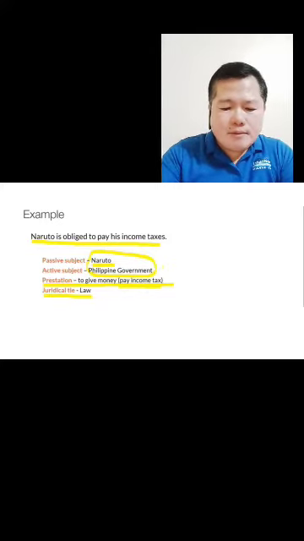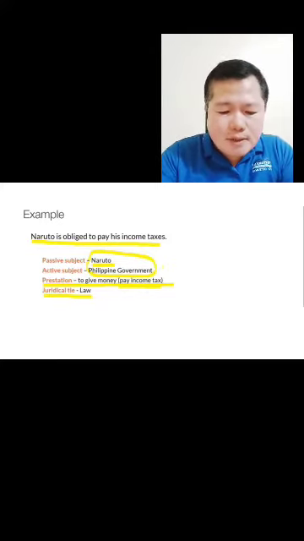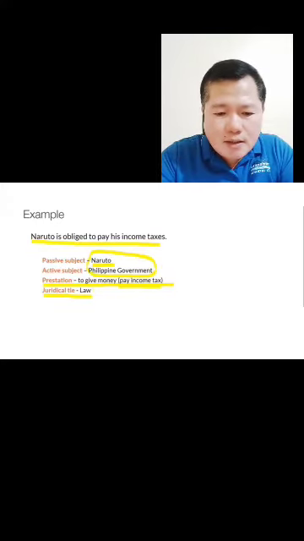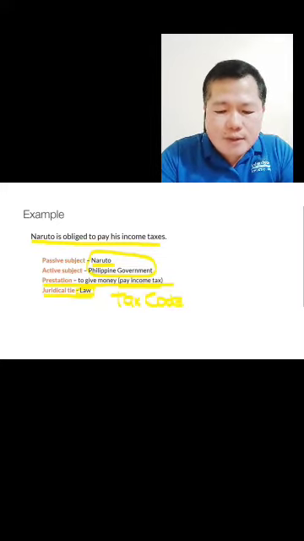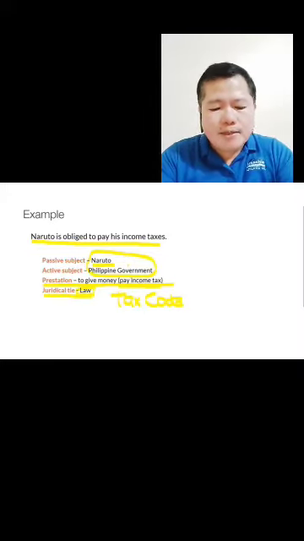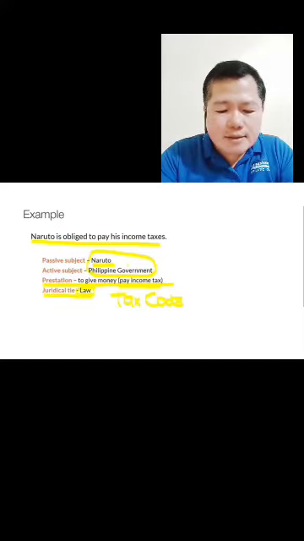So what specific matter binds them is the law. We have the tax code, no, that binds the two parties, which is the law. If you earn money, let's say you have work, you are obliged to pay taxes, and that is specifically called income taxes.